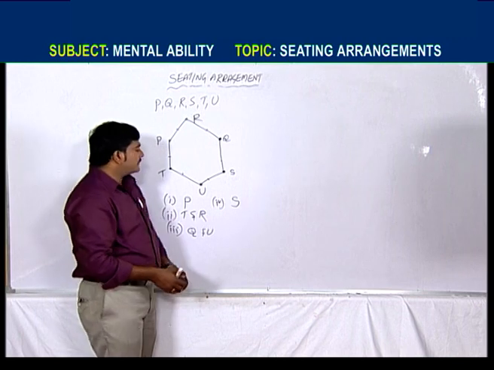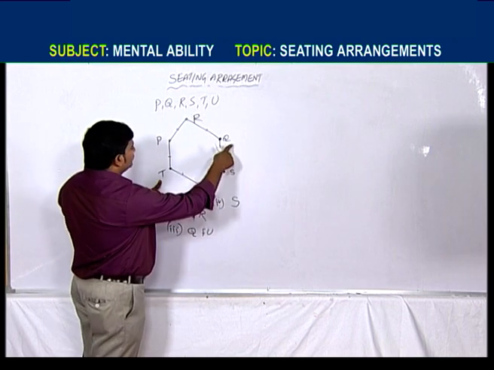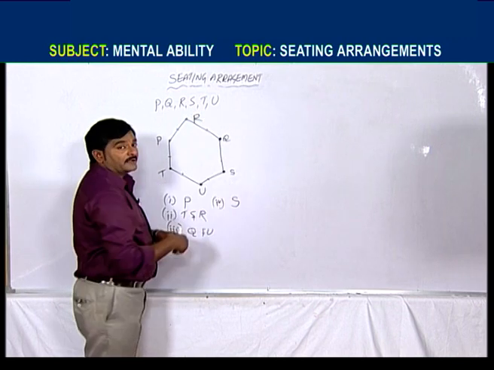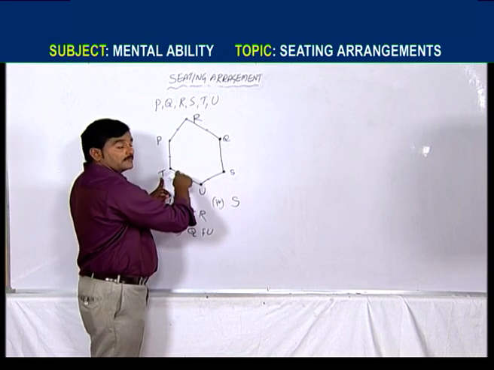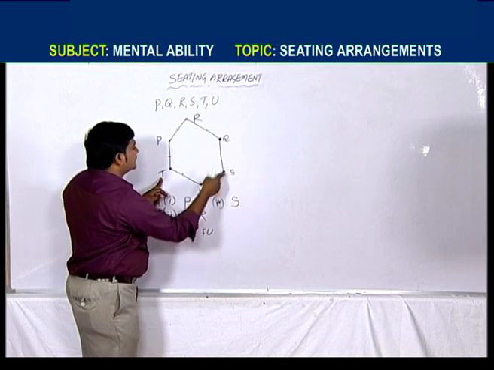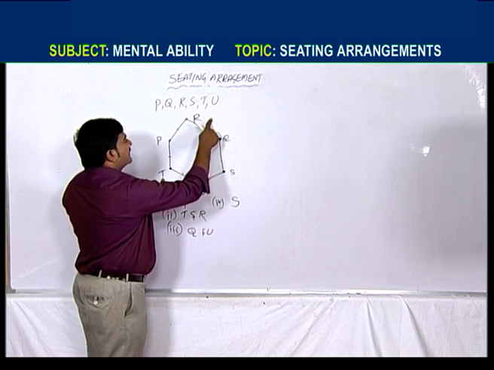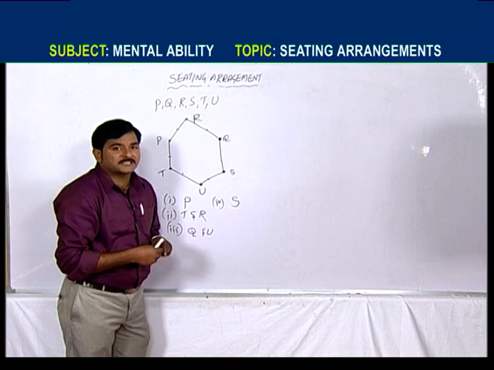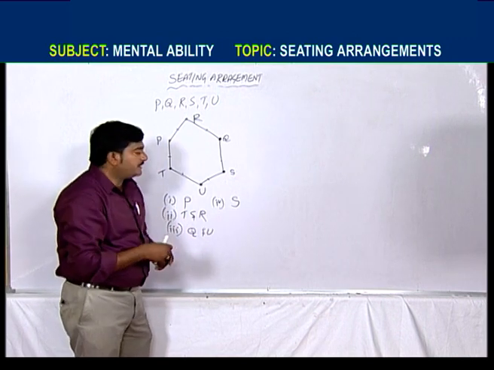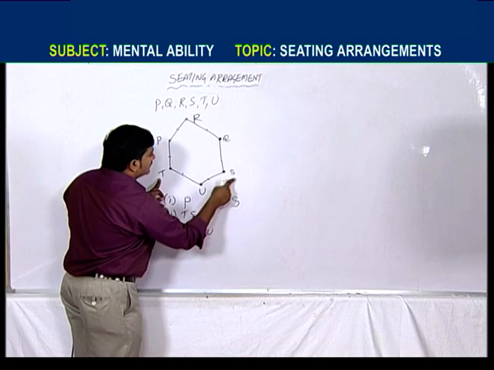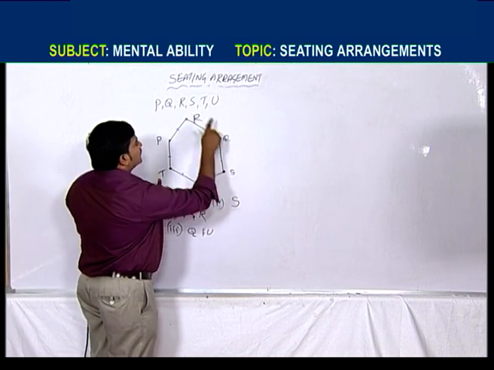So, it wasn't given, but for example, think that T and R are there. In the clockwise direction, how many are there in between T and R? What we can say? Only one person is there in between T and R. If you take the anti-clockwise direction, how many are there in between T and R? What we can say? U, S, Q and R.